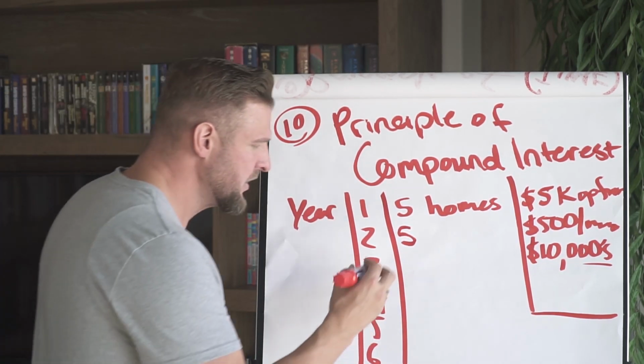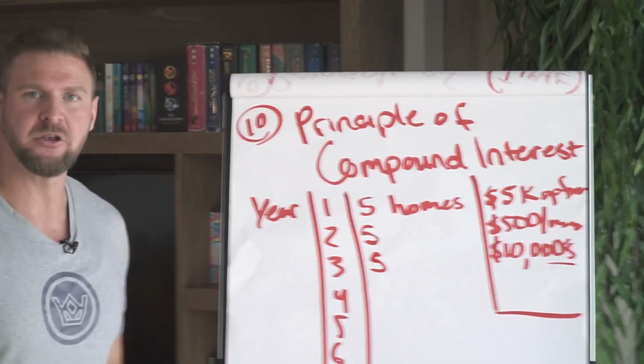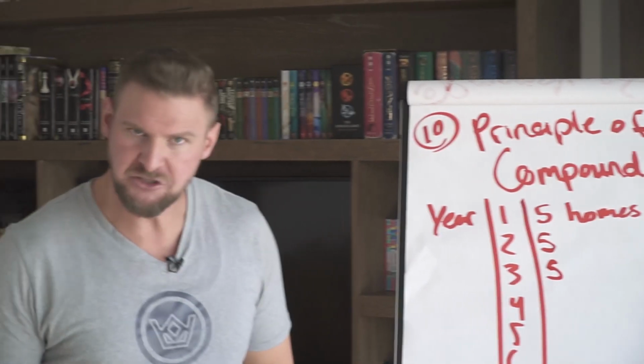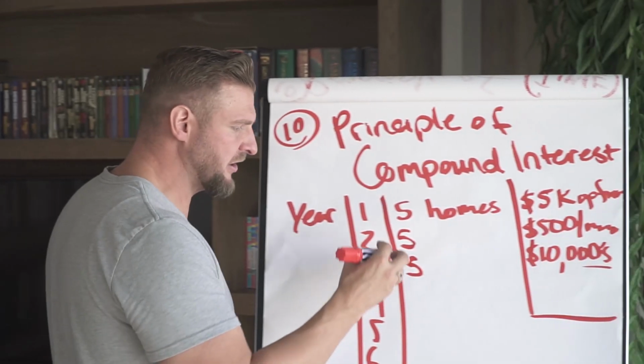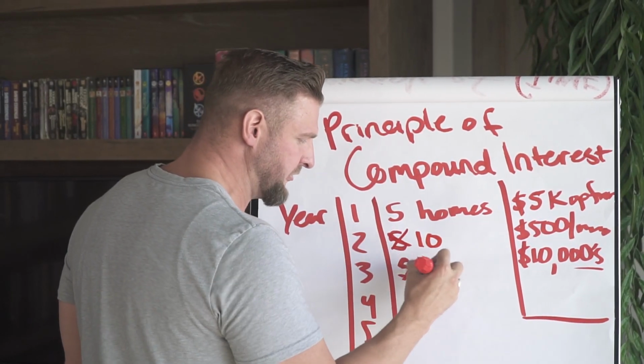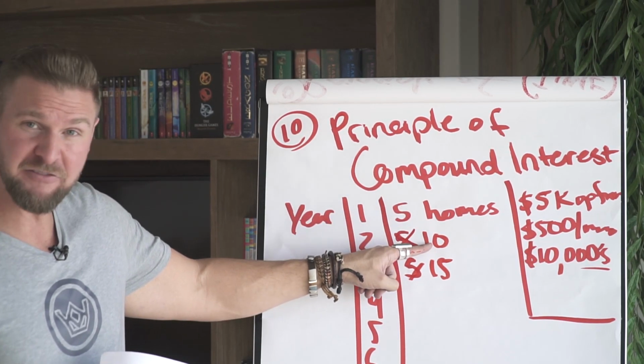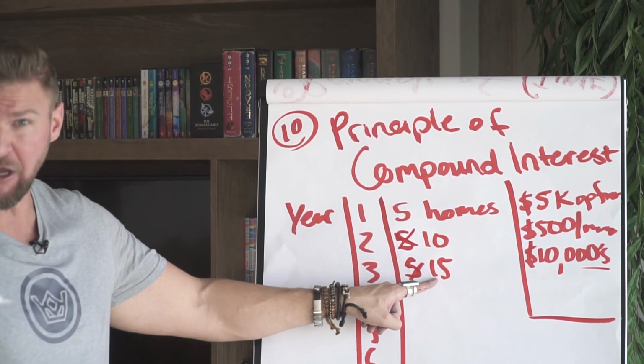Hang tight with me. Year 3, we're going to do 5 more homes. Pause. I have 5, 10, I got 15 homes. Do you understand that? So I'm going to start writing this a little different now. Instead of 5, I'm going to write 10. I'm going to write 15, because all we're doing is we kept 5 the first year. We added 5 more to 10. We added 5 more to 15. Are you guys with me?